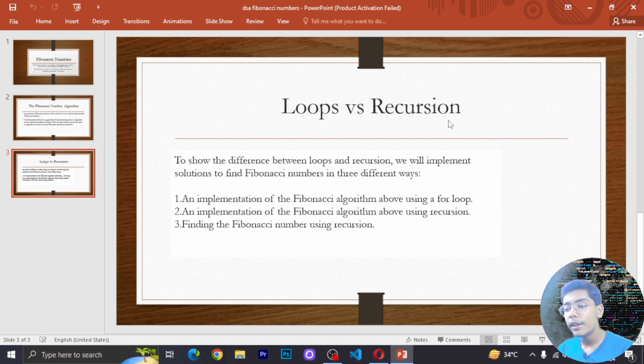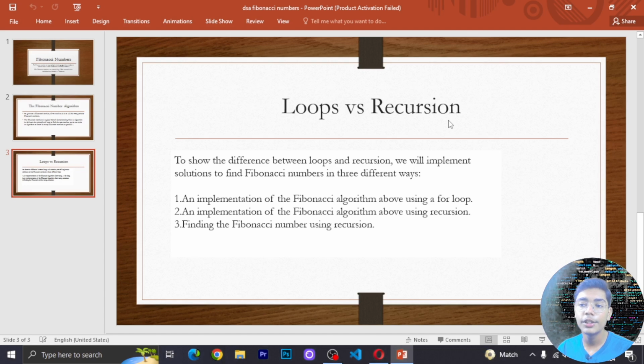Then moving on to the third point, it is saying that finding the Fibonacci number using recursion means there is one method to find any Fibonacci number you want, and it is using recursion. Using recursion, you can find any number you write in Fibonacci numbers, because it is the only method you can use to find any Fibonacci number. You cannot use a for loop, you cannot use the Fibonacci number algorithm, you cannot use any other input value. The only thing is that you have to use recursion to find any Fibonacci number in data structure algorithm.